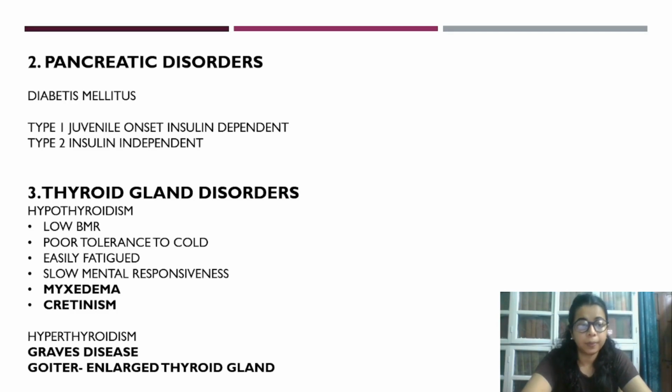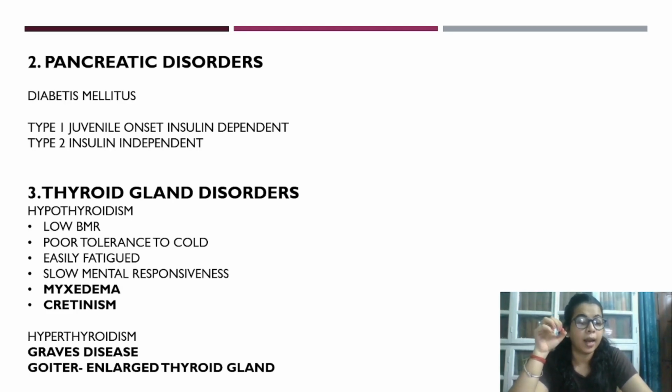Okay, the next type of disorder is the thyroid gland disorder, that is hypothyroidism and hyperthyroidism. If hypothyroidism occurs, then what will happen? Low BMR, that is low energy utilization, less energy expenditure at rest. Very little expenditure of energy. Poor tolerance to cold, you will easily get tired. Slow mental response, your mental capacity will also decrease.